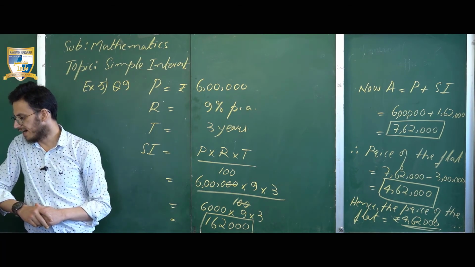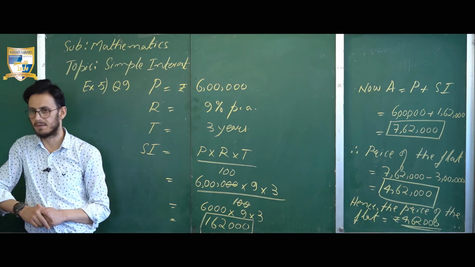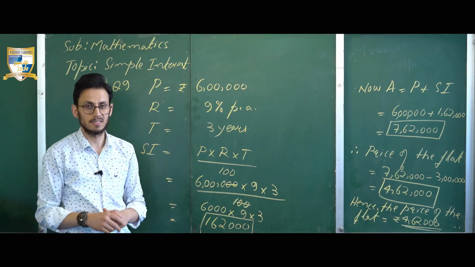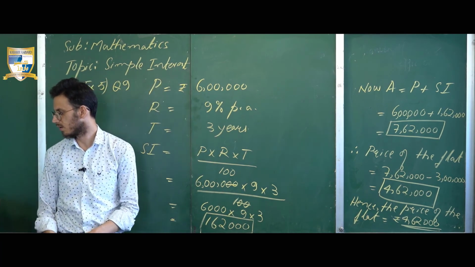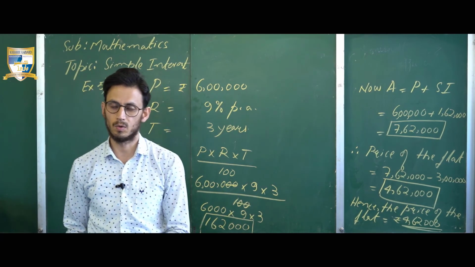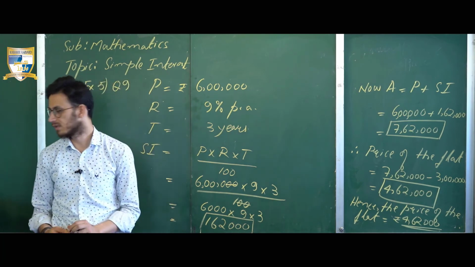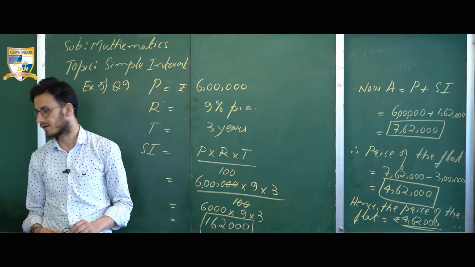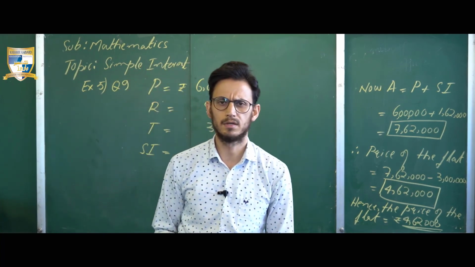It's saying, find the time in which a sum of money gets doubled at the interest rate of 8% per annum. Again, the question is asking for the time. Now, here nothing is given, only the rate of interest is given, that is 8% per annum. Our principal is not given, our amount is not given. But whatever the principal is, it gets doubled.